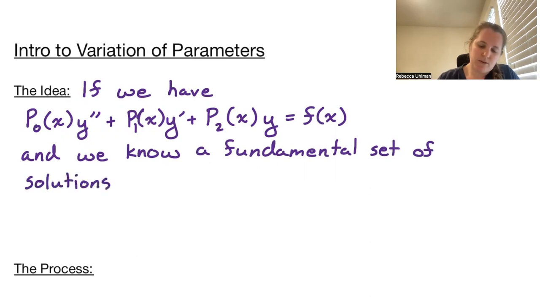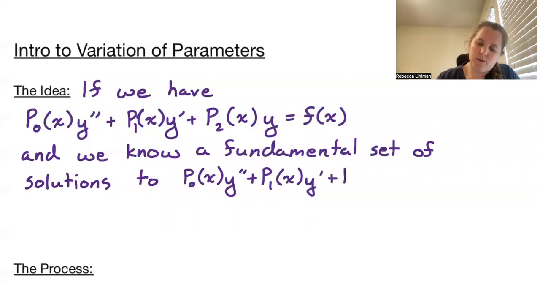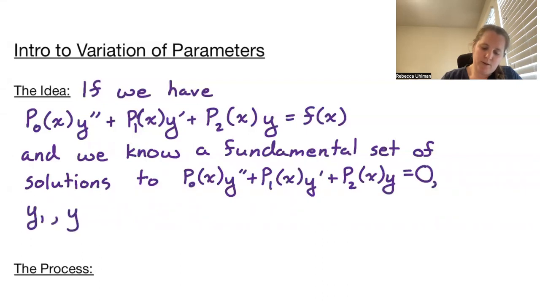so we know a fundamental set of solutions to P0 of x times y double prime plus P1 of x times y prime plus P2 of x times y equals 0. So we'll take a fundamental set of solutions y1, y2. The general solution for the homogeneous equation would be y equals c1 y1 plus c2 y2.